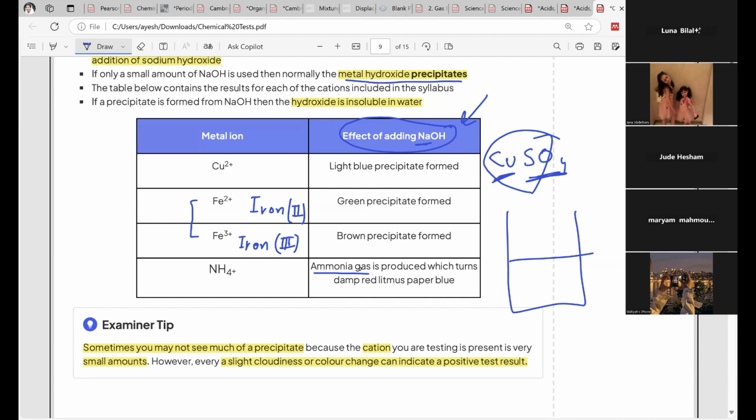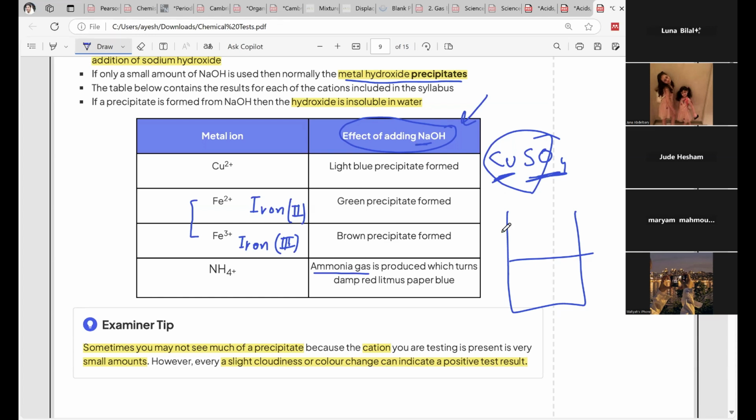So like this, any unknown solution will be there. You can perform the test to identify the positive part of the formula. Then you can perform the test to identify the negative part of the formula. So to identify the positive part of the formula, you will be adding sodium hydroxide.